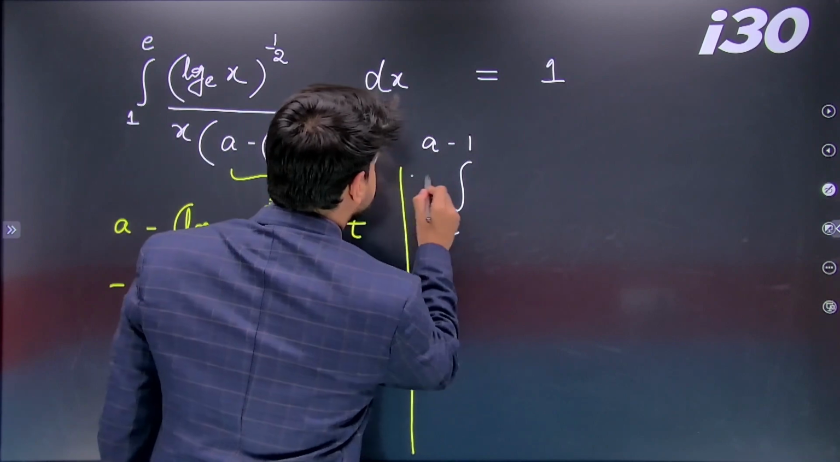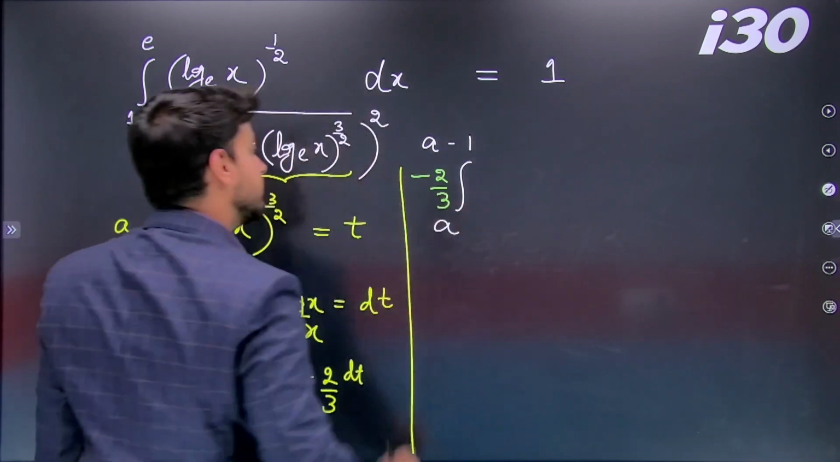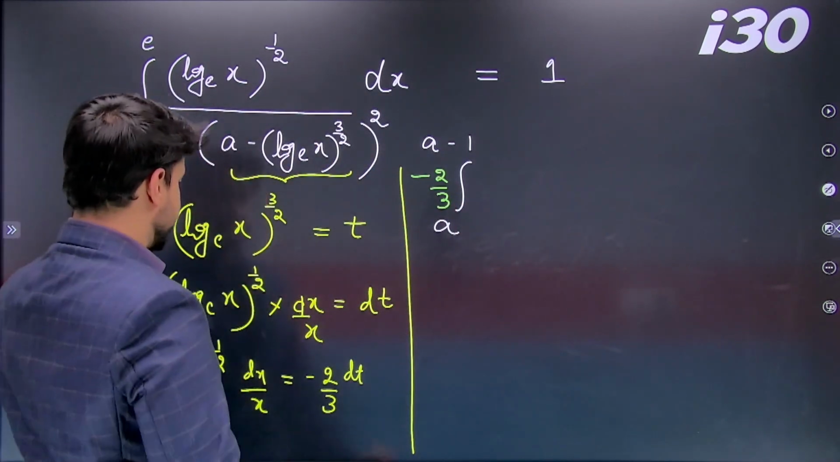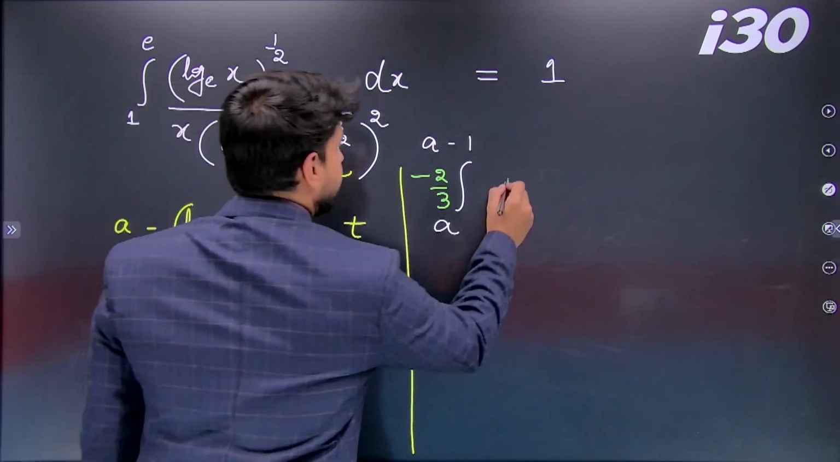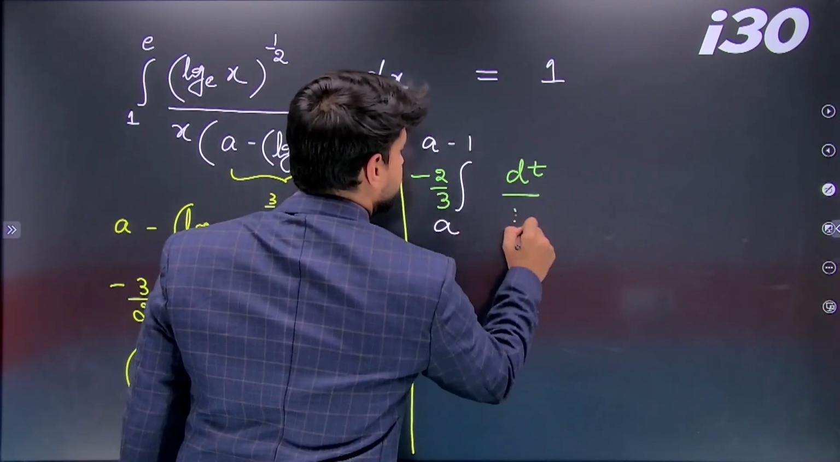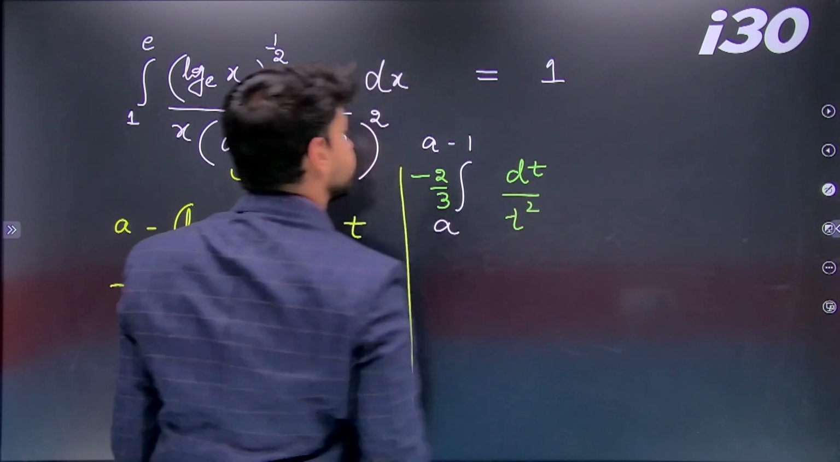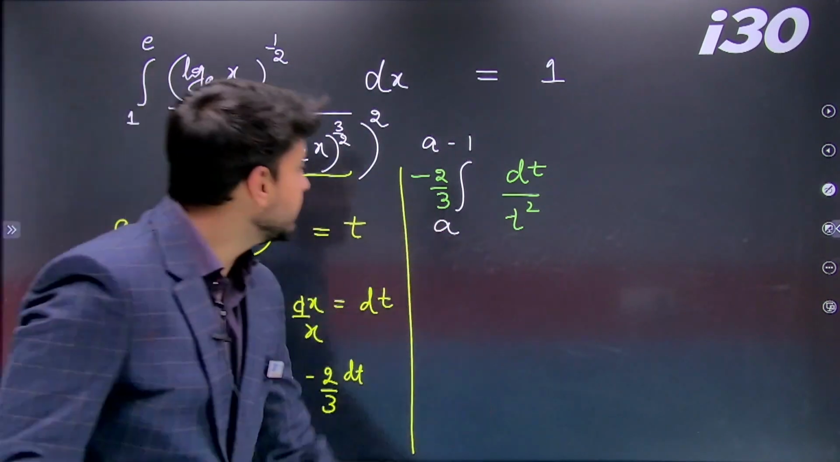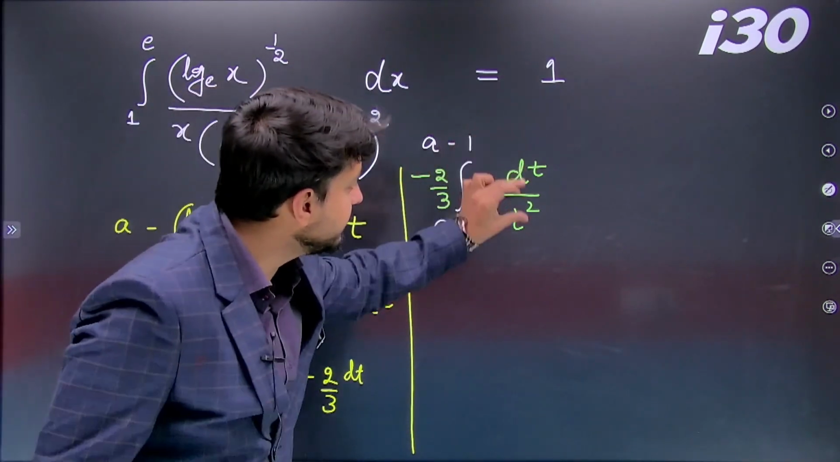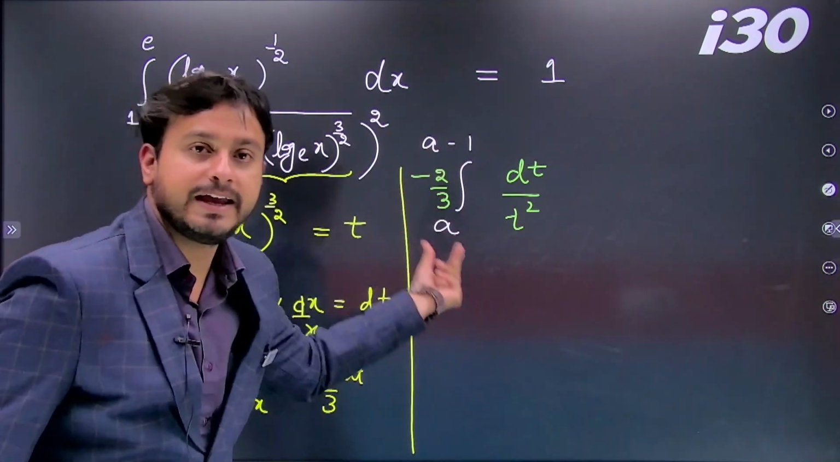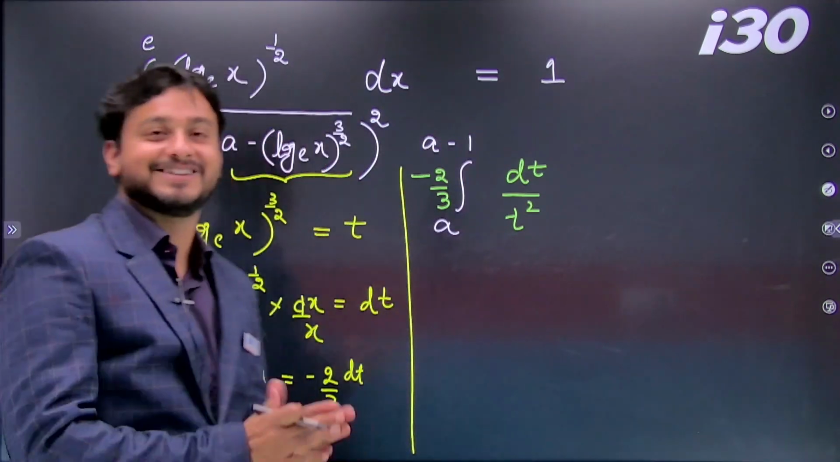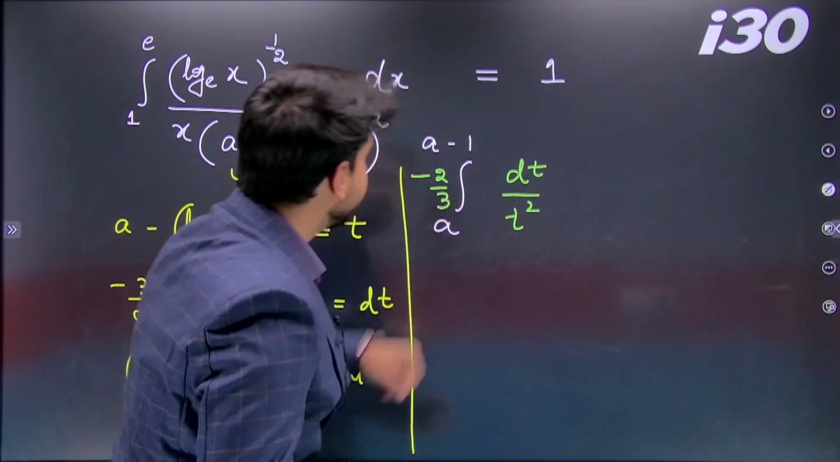So it will be -2/3 that I am taking out, -2/3, and this is going to be dt upon t square. That's it. This is my integral, guys. -2/3 is the constant, dt upon t square, and the limits are from a to a minus 1.